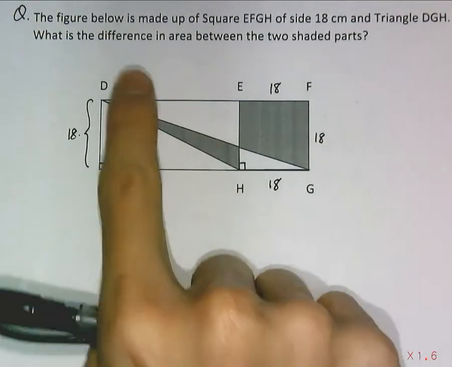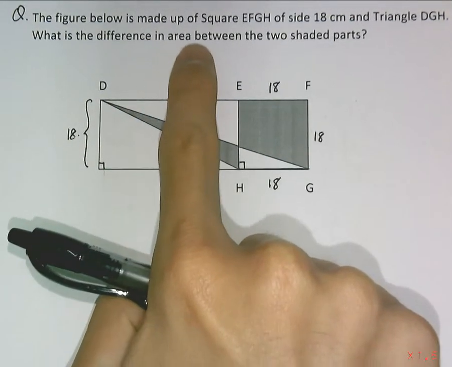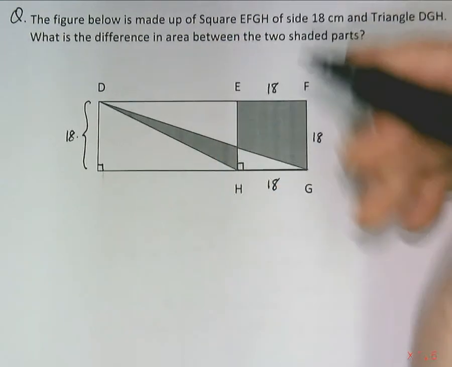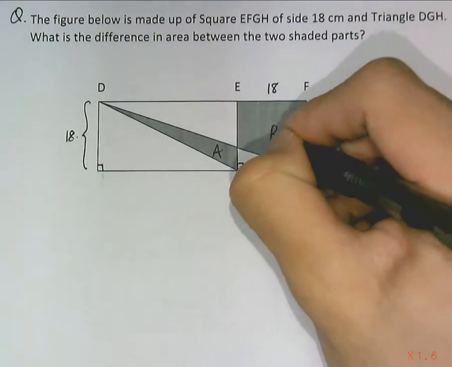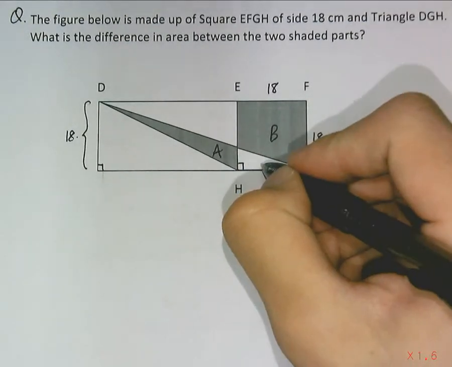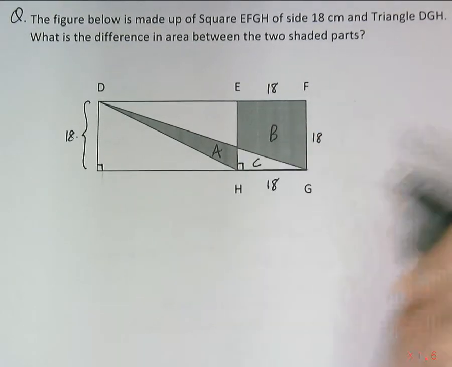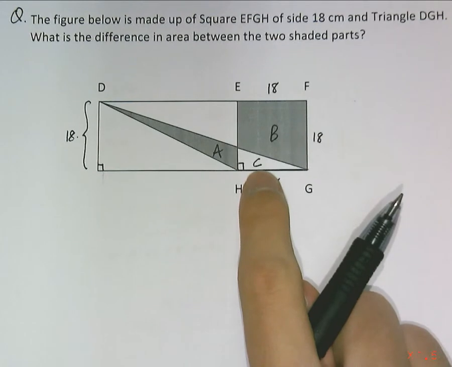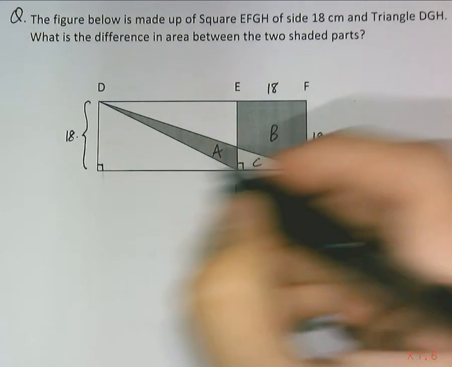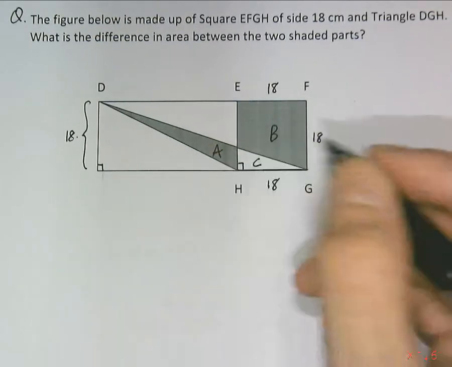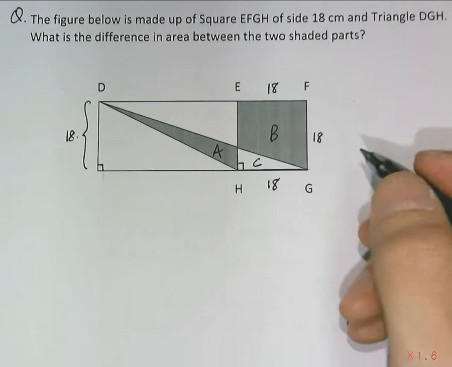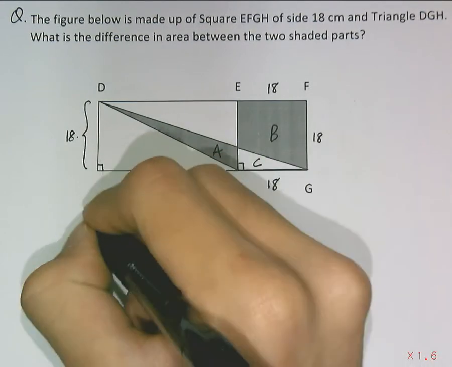We ought to find the difference in the area between the two shaded parts. So let's label this part as A, and maybe this part as B. So there's an overlap region here. This triangle, we may not need to find the area of. So we can just simply find the area of the triangle DGH first. So area of triangle DGH.